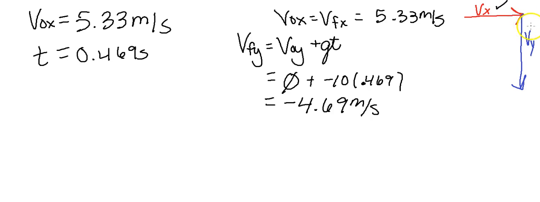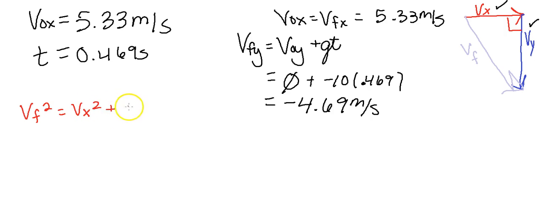So now we know this part of the triangle and this part of the triangle. The question wants us to figure out the total, which is going to be this diagonal over here. If I could draw a straight line, that's what it would look like. To find the diagonal, we have to use the Pythagorean theorem because we've created a right triangle with the x and y components. The Pythagorean theorem says that the total hypotenuse squared is equal to each side squared added together. So to get v final by itself, you take the square root of vx squared plus vy squared.